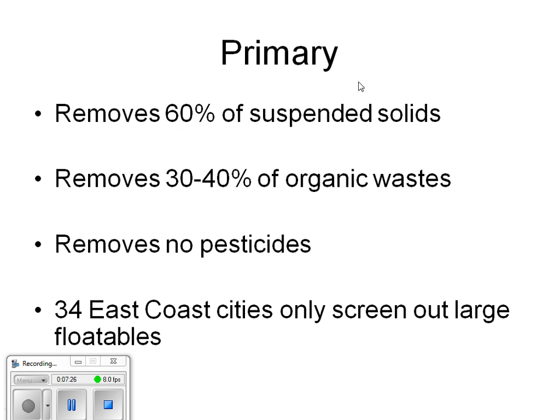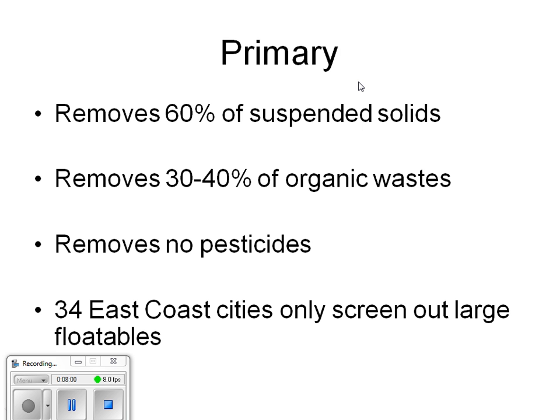So primary alone, it does a pretty good job, as you can see here, right? It removes over 60% of the suspended solids. Pretty amazing. It removes 30 to 40% of the organic waste, but it does not remove any of the dissolved material, any of the pesticides or inorganic nutrients like nitrates and phosphates. So that's all still going to be in the water system. So if you discharged it, you run the risk of accelerating cultural eutrophication. So it's important to go further than this.